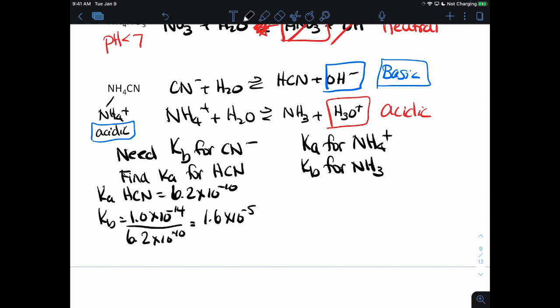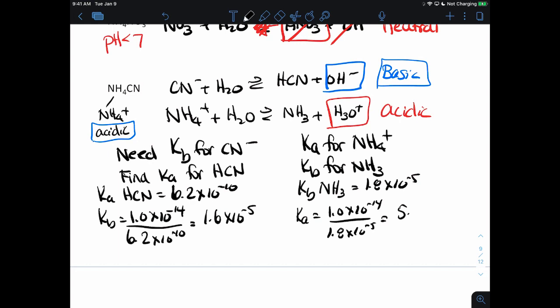Let's do the same thing to find the Ka for NH4+. So the Kb for ammonia is that, so then the Ka, we end up with 5.6 times 10 to the negative 10.